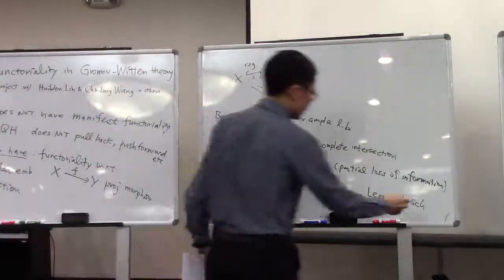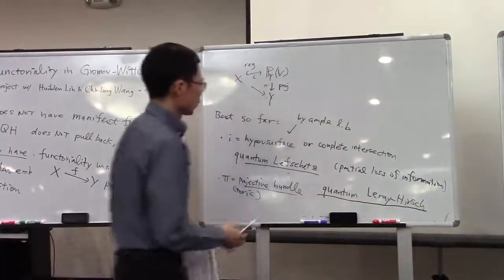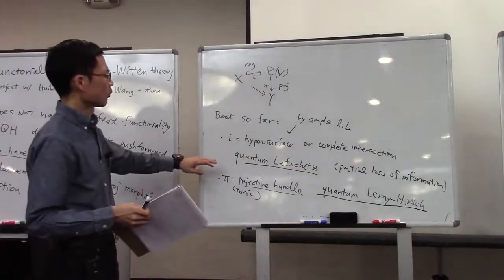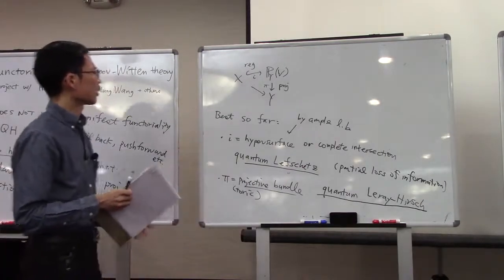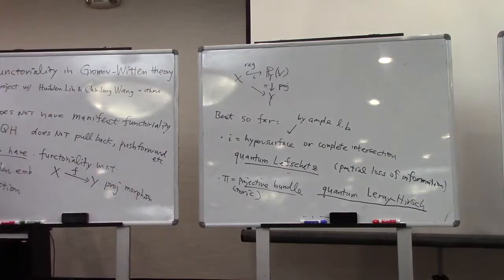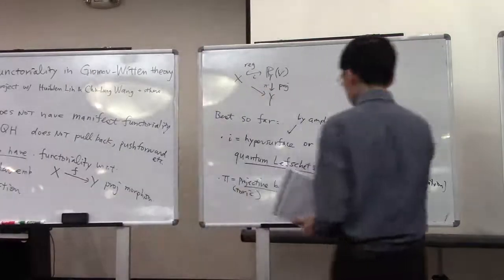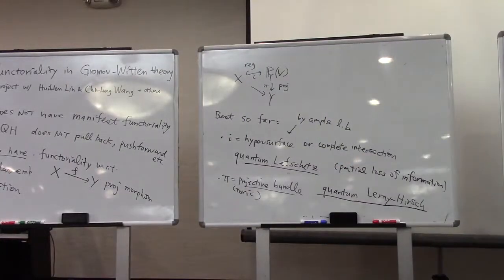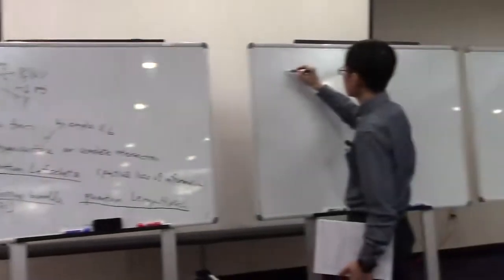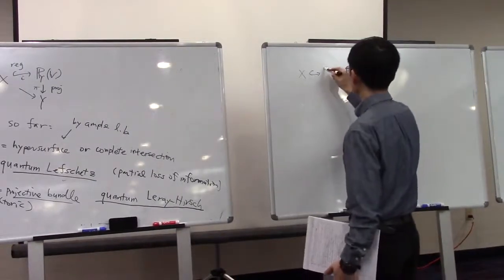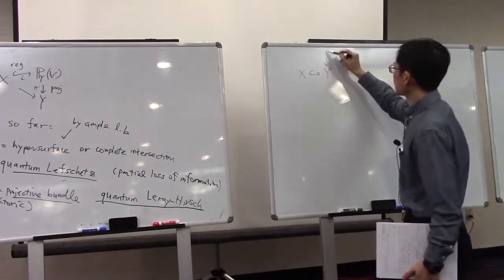So now assume that we have these two new tools, and let's try to see what we can prove about the functoriality of this Gromov Witten theory. So maybe I should first say a few words about quantum Lefschetz. So quantum Lefschetz, there are actually two components of quantum Lefschetz. The first component is to relate. So if you have X embedded in Y, and you have an ample line bundle.